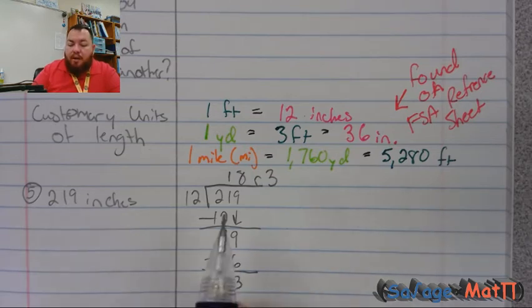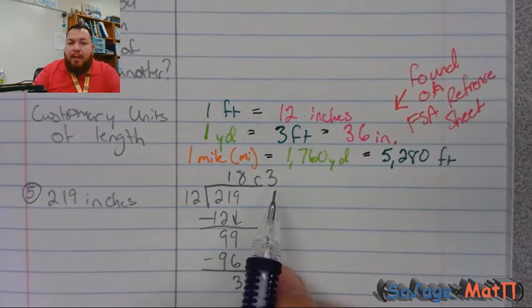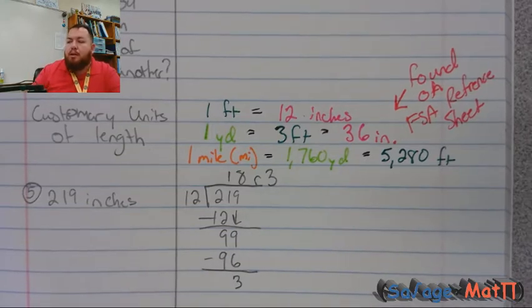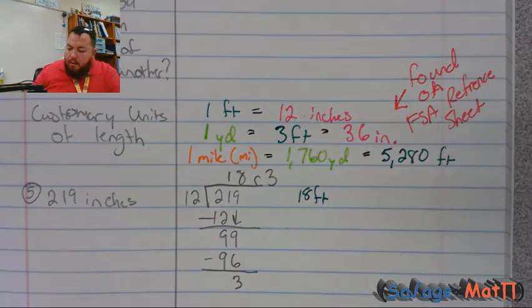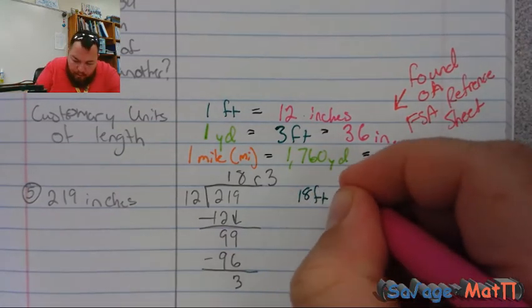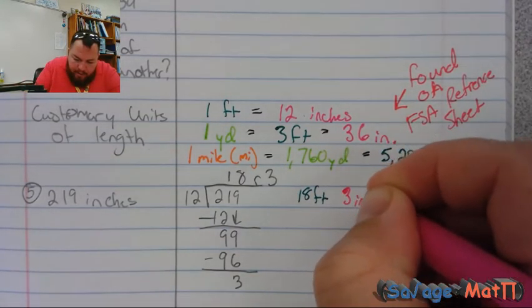Mm-hmm. All right. So I have 18 feet remaining and 3 what? Centimeters? I'm not quite sure. Inches. So I could write my answer as 18 feet and 3 inches.